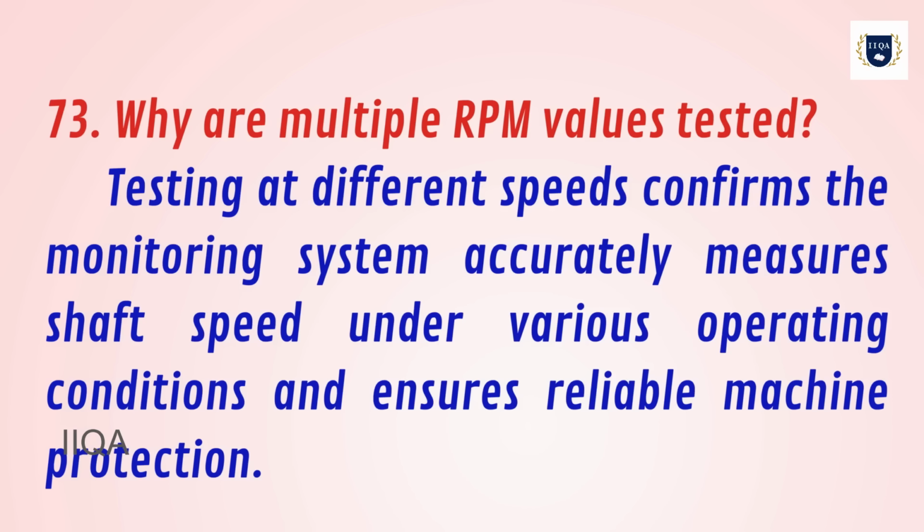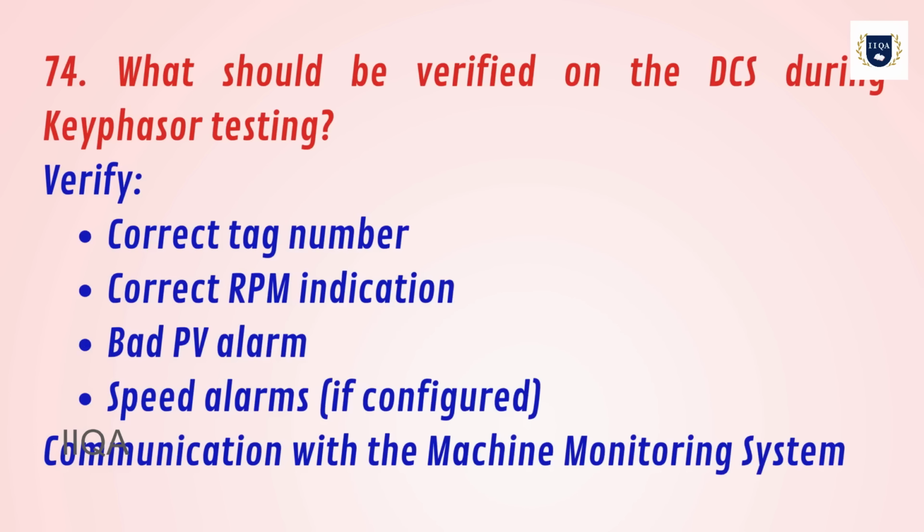73. Why are multiple RPM values tested? Testing at different speeds confirms the monitoring system accurately measures shaft speed under various operating conditions and ensures reliable machine protection.